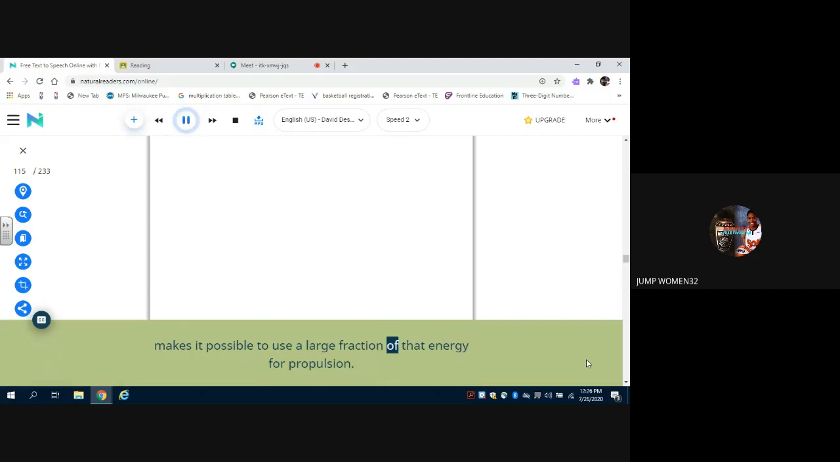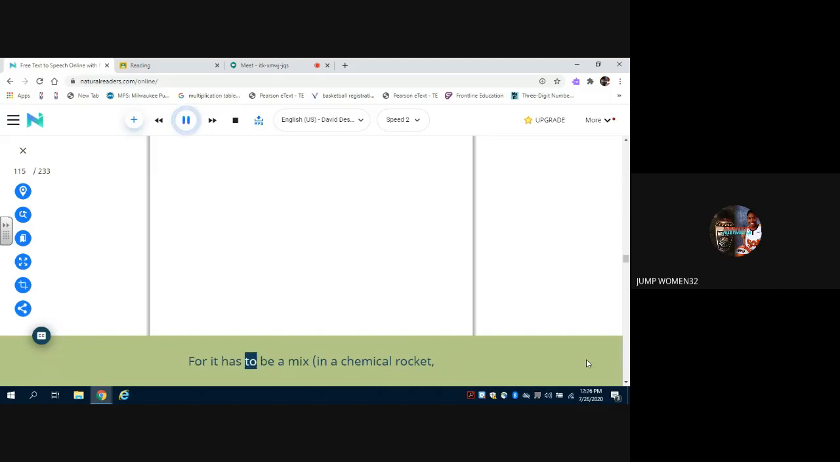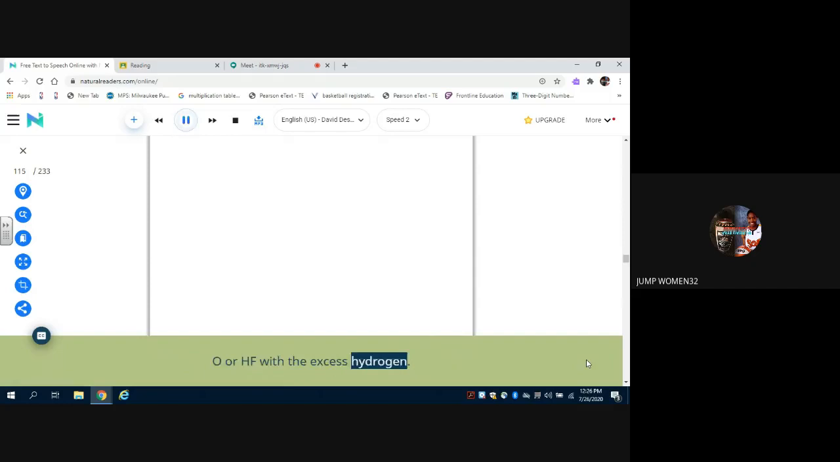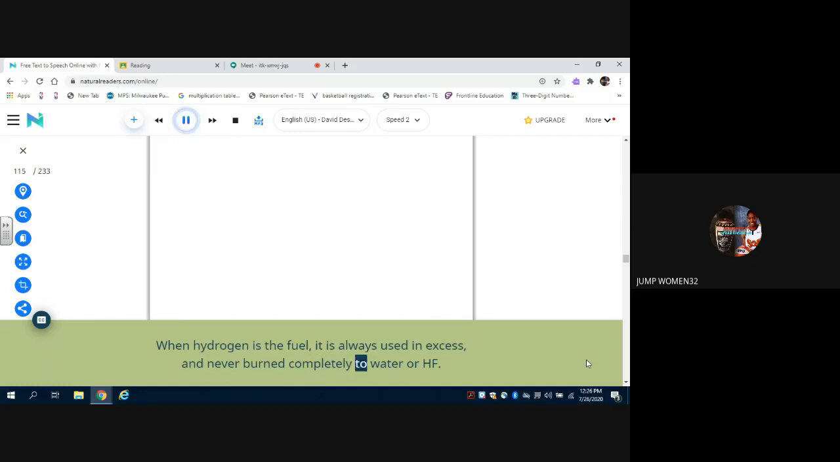So hydrogen is the ideal working fluid, and you always try to get as much of it as possible into your mix. For it has to be a mix, in a chemical rocket, anyway, since you need an energy source of some sort to heat that hydrogen up to 1000 K or 3000 K or whatever. And the only available energy source is the combustion of some of the hydrogen. So you bring some oxygen or fluorine into the picture, to burn part of the hydrogen to H2O or HF, bringing the temperature up to 3000 K or so, and your exhaust gas is the mixture of H2O or HF with the excess hydrogen.